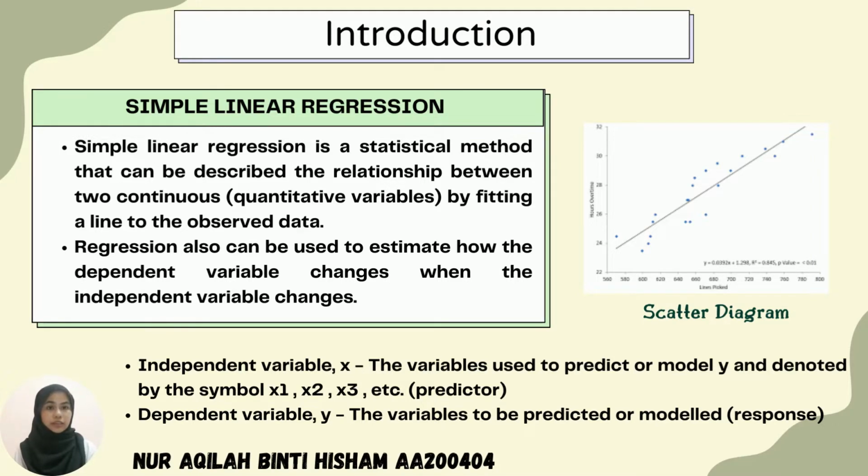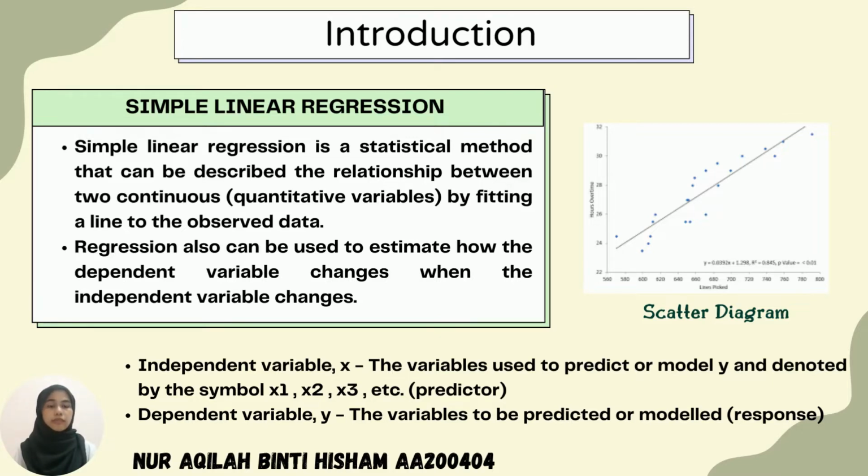Simple linear regression is a statistical method that can describe the relationship between two continuous variables by fitting a line to the observed data based on a scatter diagram. As you can see on the right side of the slide, there is an example of a scatter diagram. Regression can also be used to estimate how the dependent variable changes when the independent variable changes.